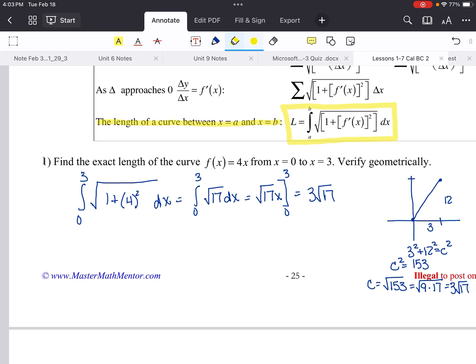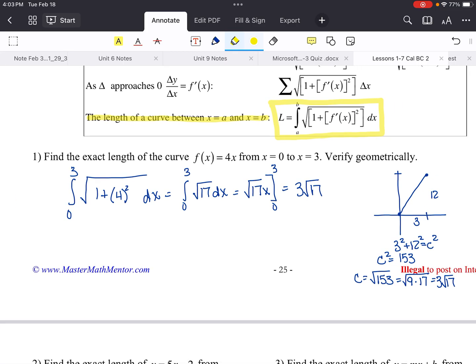So when we look at these problems, you're doing the same thing every time. It's always the integral, it's always the square root, it's always 1 plus the derivative of your function squared. So for this one, the derivative of 4x was 4. So there's our f prime. 4 squared is 16 plus 1 is 17.